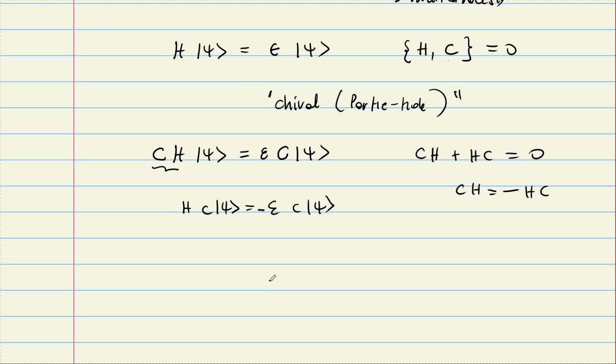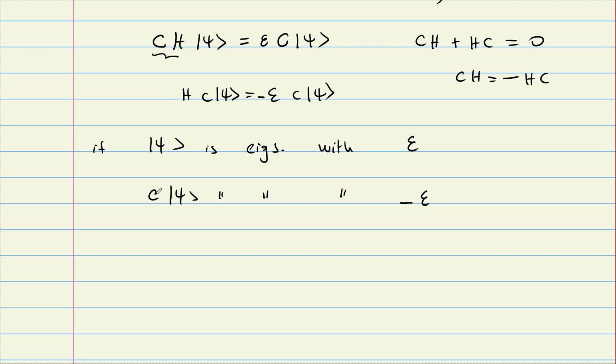And different from the commutation, what I see is if psi is an eigenstate with energy epsilon, C psi is also an eigenstate with minus epsilon, right? So this says if you have this C symmetry, the chiral operator, for every positive energy there has to be a negative energy. If you have some spectrum on the positive side, you have to have exactly the same thing on the negative side. That's why we call it particle-hole.